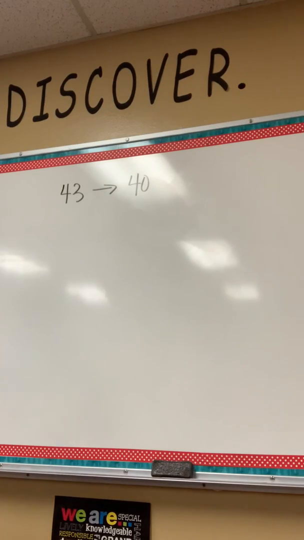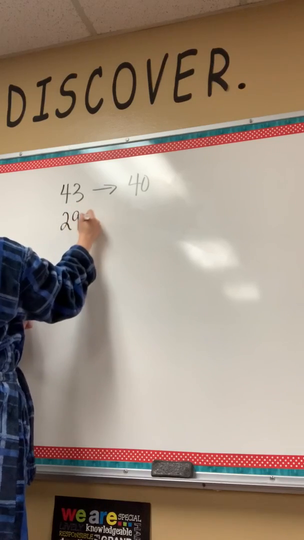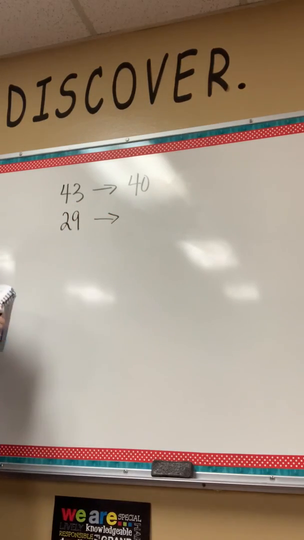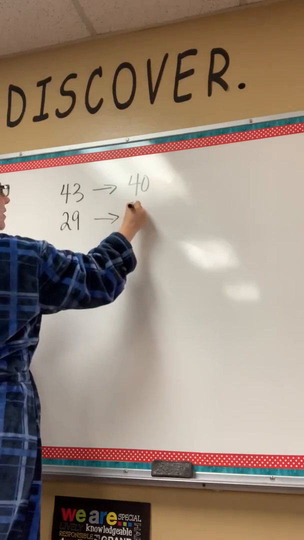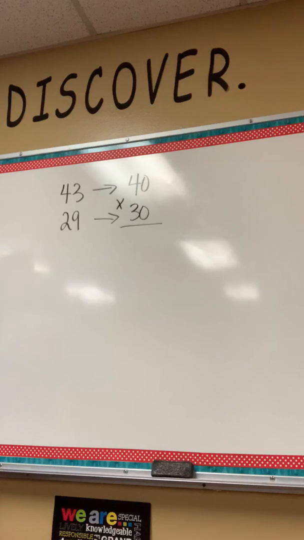All right, we're gonna carry on. And now our next number was 29. Because 9 is 5 or more, we want to round up. So 29 will become 30, that's right. We're gonna multiply our two-digit numbers together, okay?